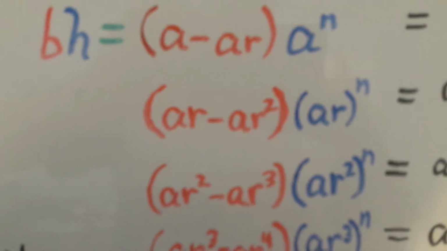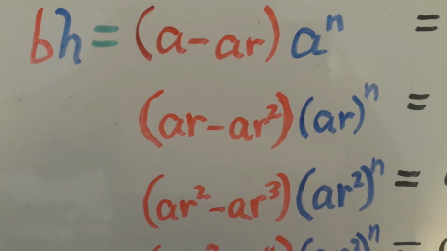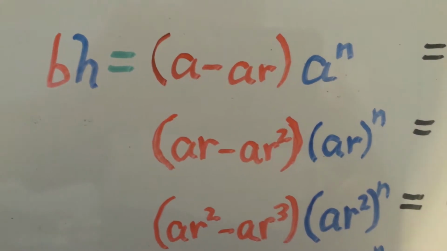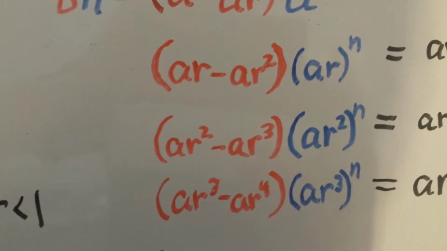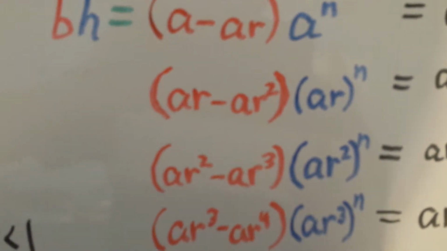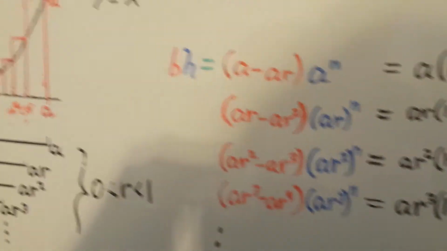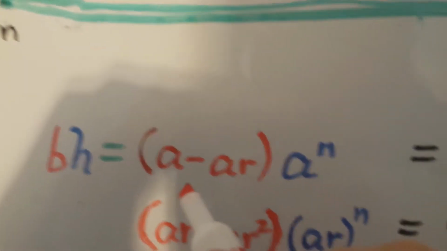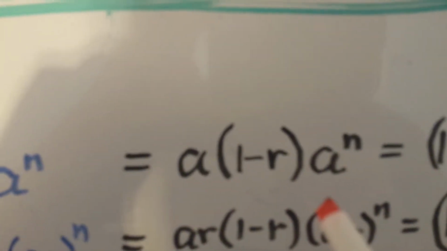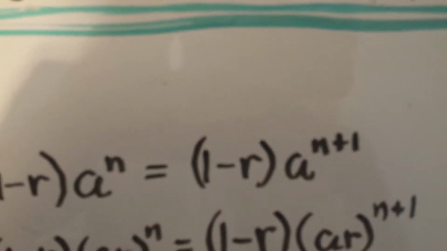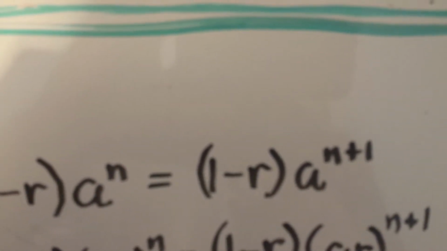And then the next term would be ar squared minus ar to the third, multiplied by ar squared to the n. And the next one would be ar to the third minus ar to the fourth, times ar to the third to the power of n. And it will go on and on. So to rewrite this, we can factor out an a, and we get a times 1 minus r times a to the n, and that turns into 1 minus r times a to the n plus 1.